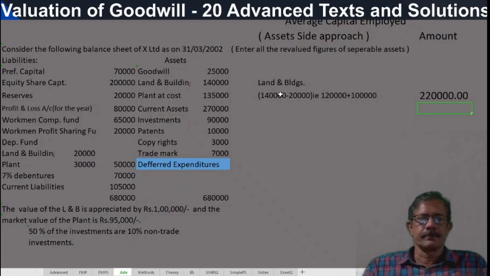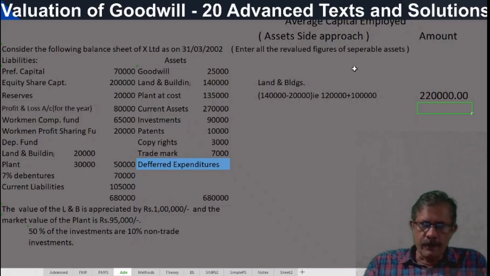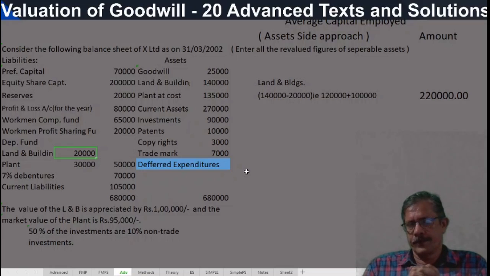2,20,000 rupees. That is the value of the land and buildings. Okay, got it? But if the new value is directly given here, no problem, that can be taken directly over here. It is indirectly saying the value of land is appreciated by, increased by 1 lakh rupees. So what is the book value of the land? 1,40,000 less depreciation fund showing on the liability side. So indirectly a lot of information will be given in the question. The book value and the new value, that is the difference. That difference is the profit or loss on revaluation.